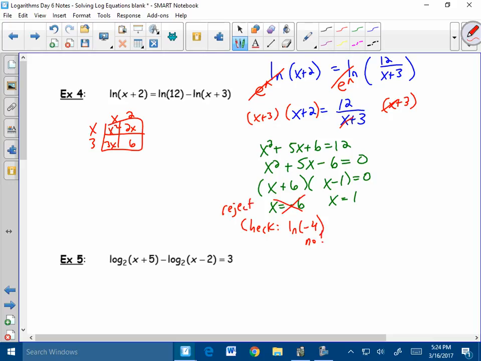And there is no hard and fast rule, though, that negatives always get rejected and positives always work. Believe me, if there's some sort of shortcut like that, I would tell you, but there's not. You got to check them every single time. Okay, but that negative definitely doesn't work.